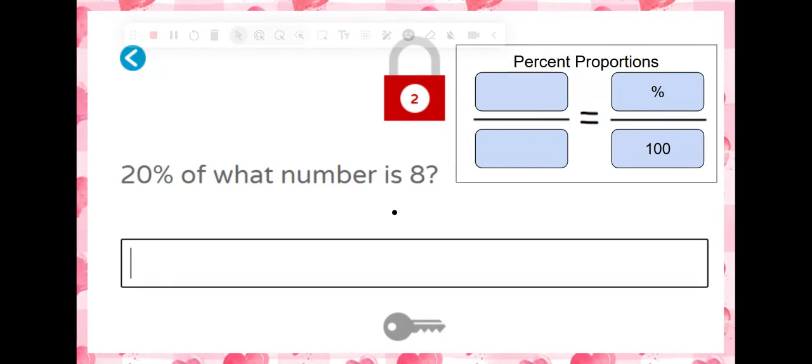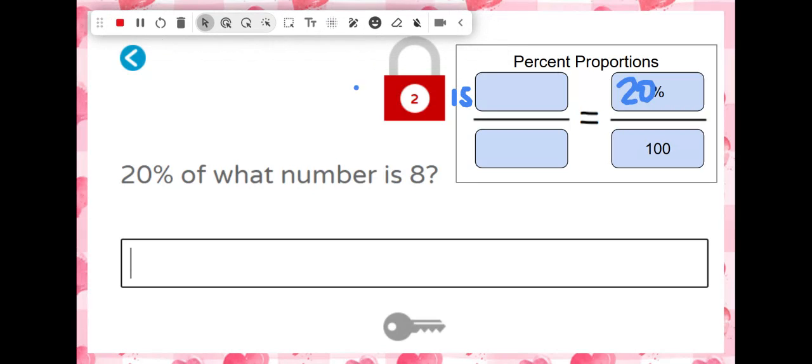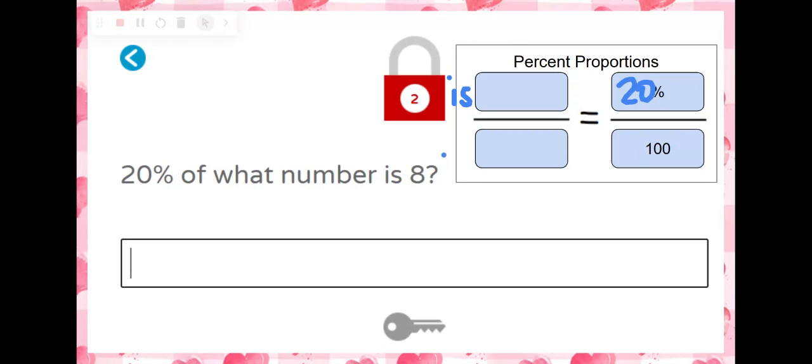20% of what number is 8? So this time we have our percentage. It's 20, so we can plug in this. We know it's going to be over 100. 20% of what number is 8? So again, some people call this part over whole. Some people like calling this is over of. 20% of what number is 8? So 8 is your part, x is your whole. We have our percent proportion set up.